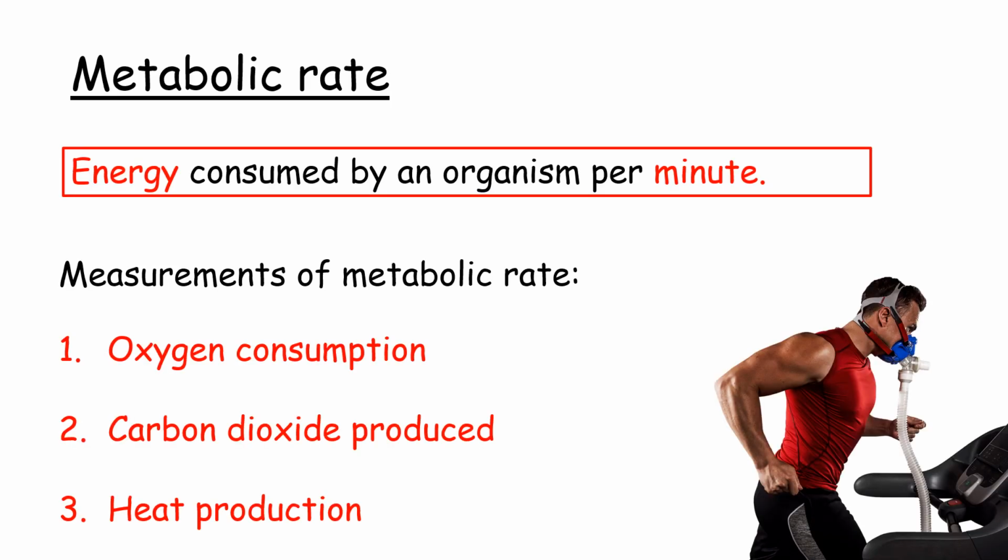Then metabolic rate. Last week we discovered that metabolic rate is the energy consumed by an organism per minute. This week we're going to look at how we measure that. There's 3 ways that we can measure the metabolic rate of an organism. One is how much oxygen they consume, which we've already explained, because that is an indicator that they're doing lots of respiration. The second one, again, we've already spoken about, is carbon dioxide produced. And the last one that we've not really spoken about is how much heat they're producing.